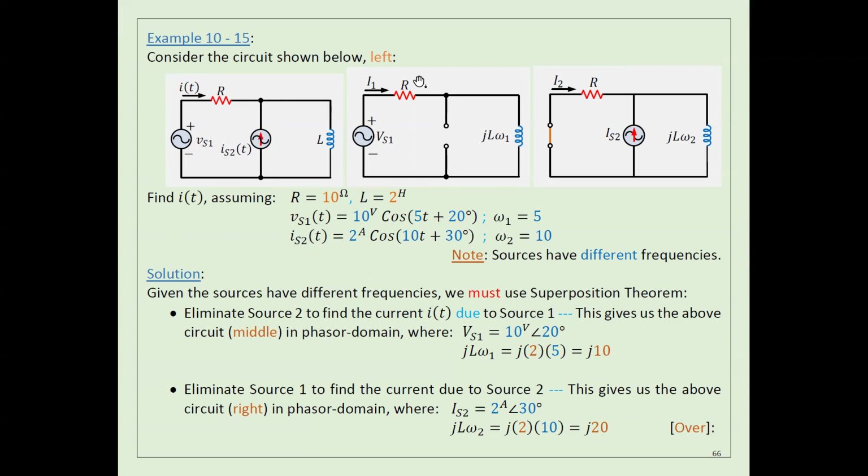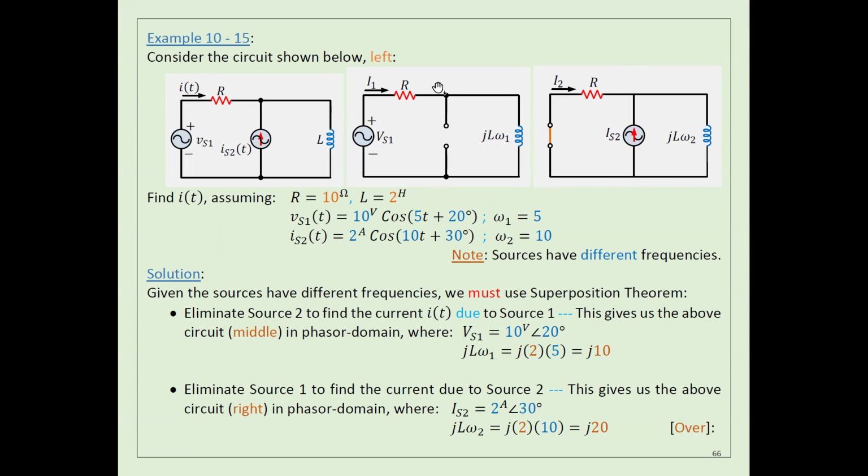The best way to solve this is using superposition. Instead of solving one circuit, which I can't solve because it has two different omegas, I can solve two different circuits, one with one source, the other with the other source. When I keep the voltage source, I make the current source open circuit. In the next circuit, when I keep the current source, I make the voltage source short circuit. In superposition, any voltage source you make short circuit, any current source you make open circuit. So now it became easy.